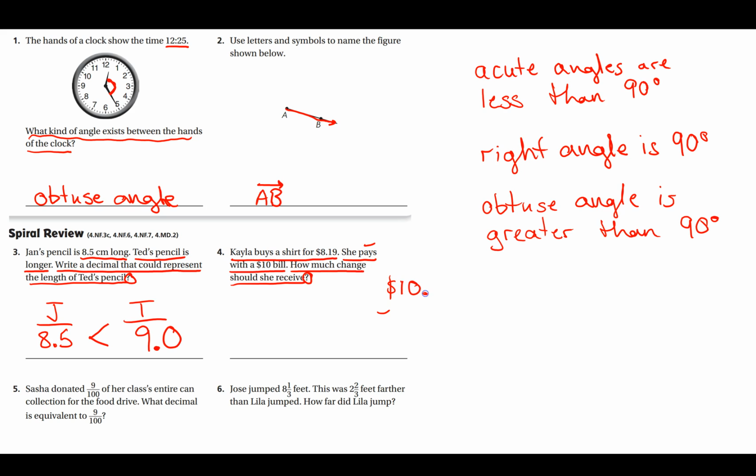If I have money, the decimal would go behind the 10. I have no tenths, or no dimes, you would say, and nothing in the hundredths place.